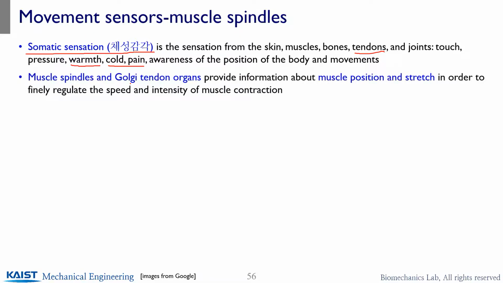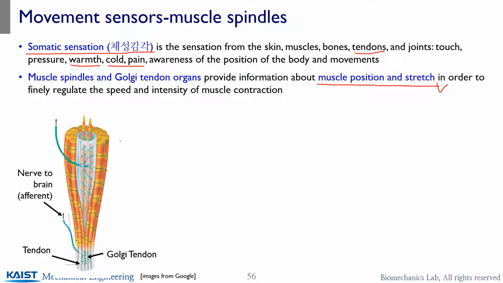Among the somatic sensations, the muscle spindles and Golgi tendon organs provide muscle position and stretch information, which is called proprioception. Within the muscle, you can see this muscle fiber, and maybe this line means a sarcomere unit. Inside the muscle, there is a spindle-looking organ that senses muscle position and stretch, called the muscle spindle. The Golgi tendon organ is located at the muscle and tendon connection and sends the tension information. Those signals are sent to the brain through the afferent signal.